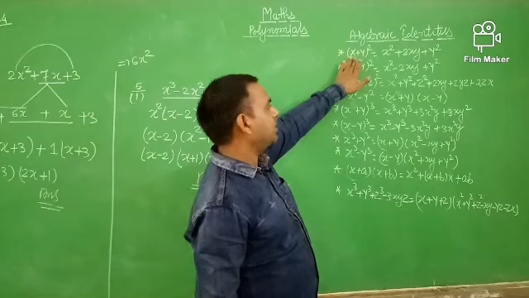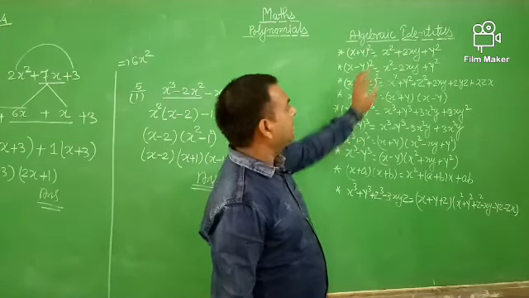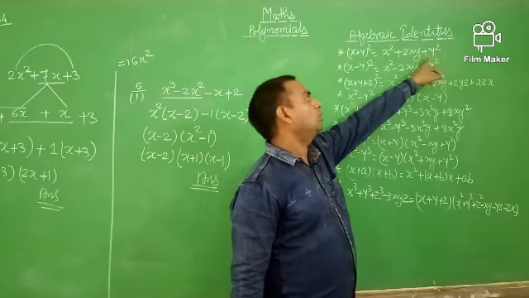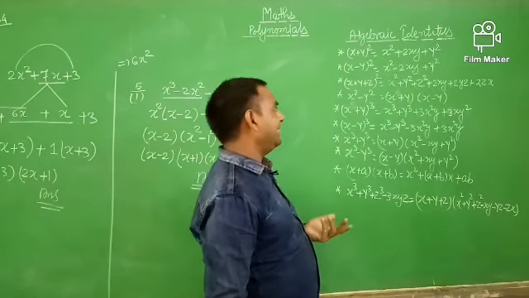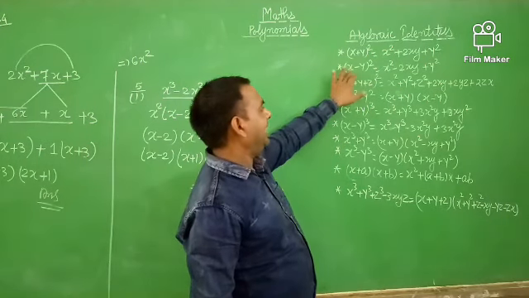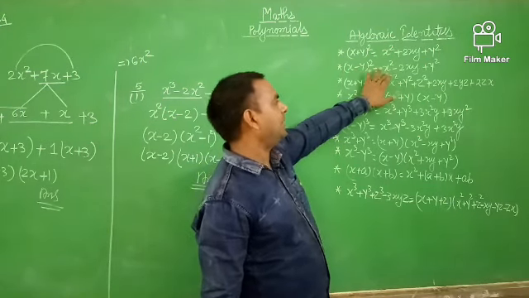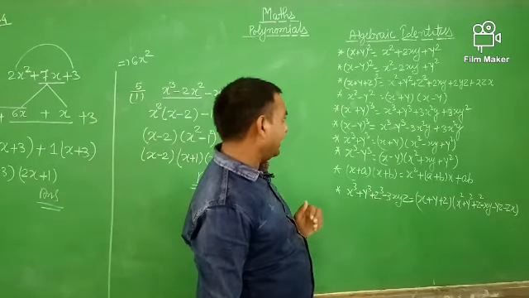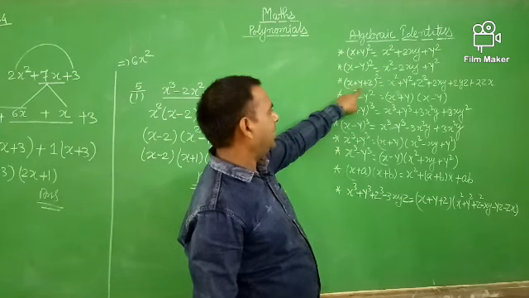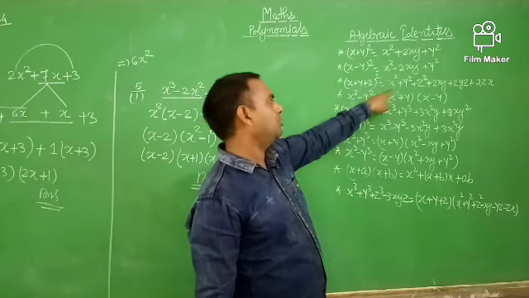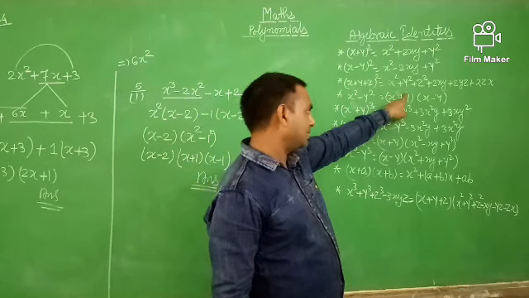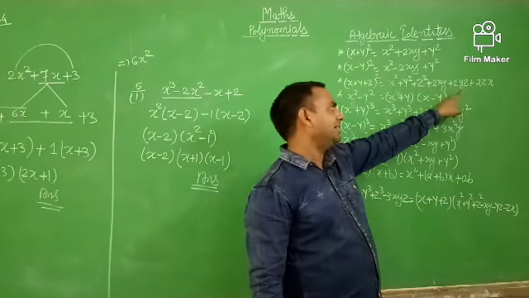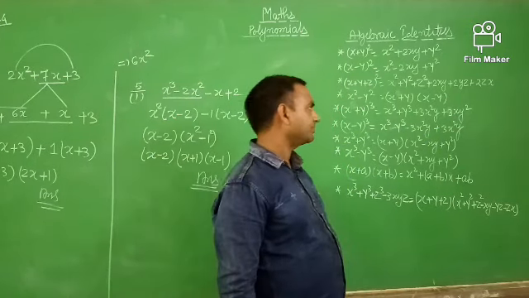First identity is x plus y whole square, which is equal to x square plus 2xy plus y square. Second identity, similarly, is x minus y whole square, which is x square minus 2xy plus y square. Third identity is x plus y plus z whole square, which is equal to x square plus y square plus z square plus 2xy plus 2yz plus 2zx.